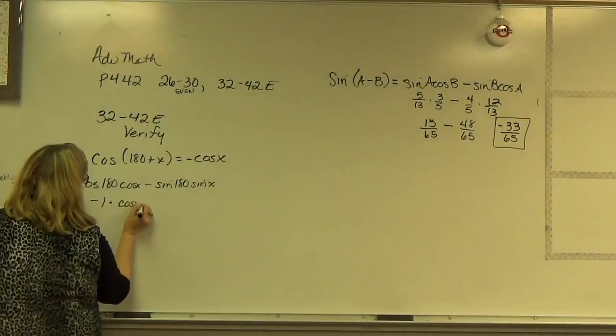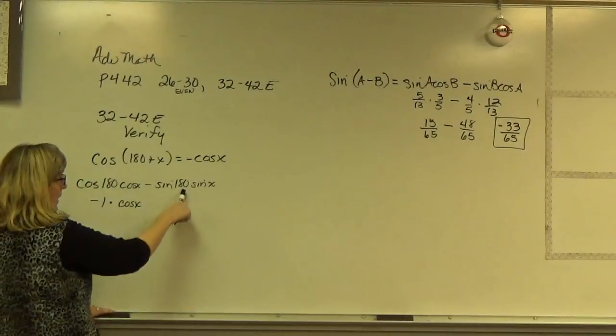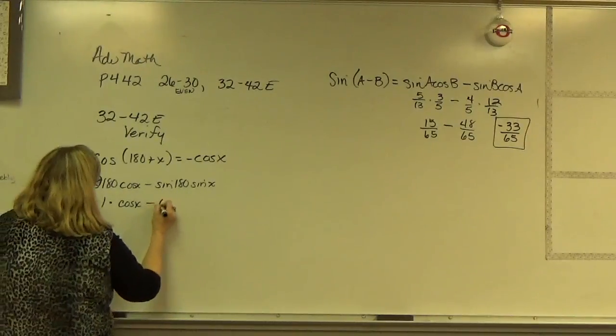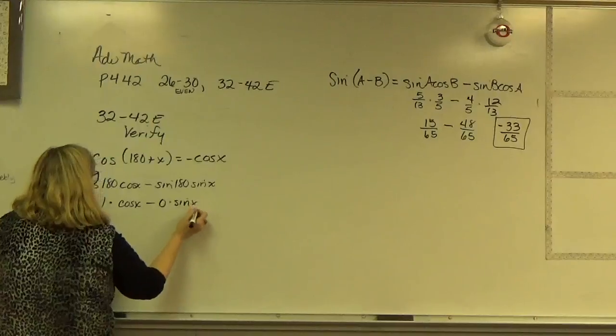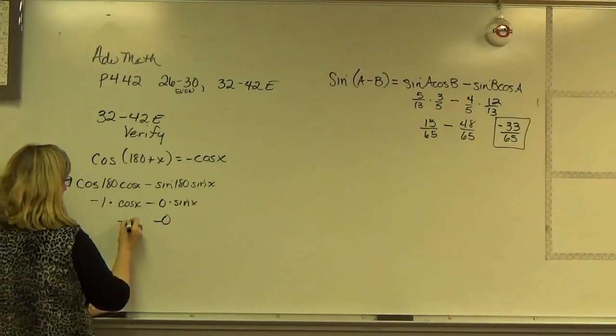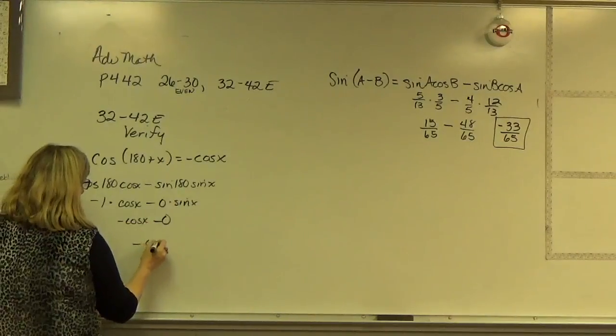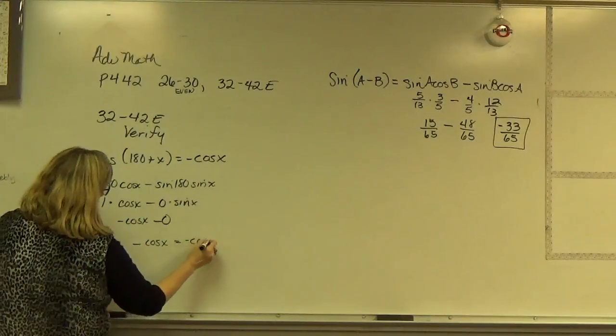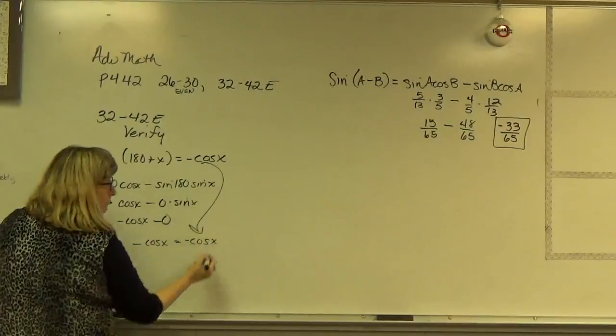Don't know the cosine of x, so I'm leaving it alone. What's the sine of 180? 0. What's 0 times anything? 0. What's a negative 1 times cosine? Negative cosine. That is correct. That was easy.